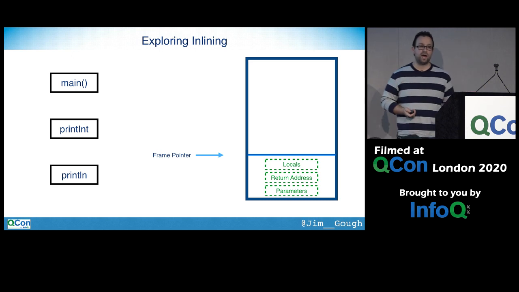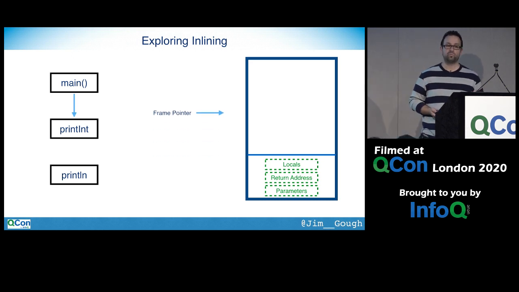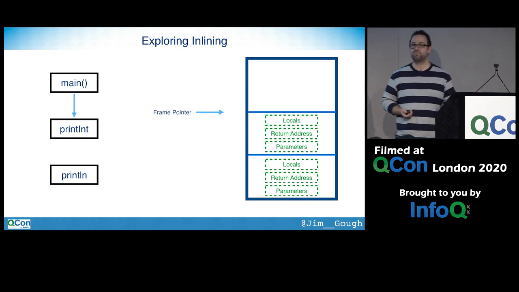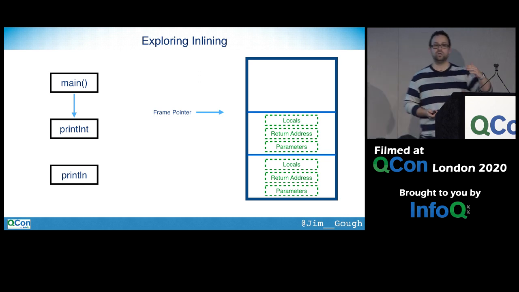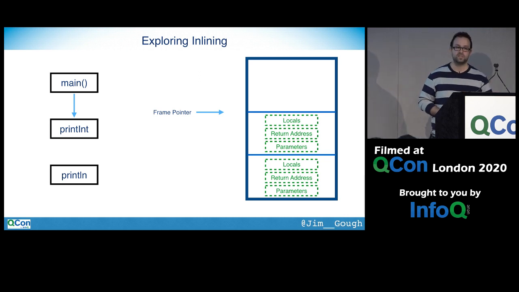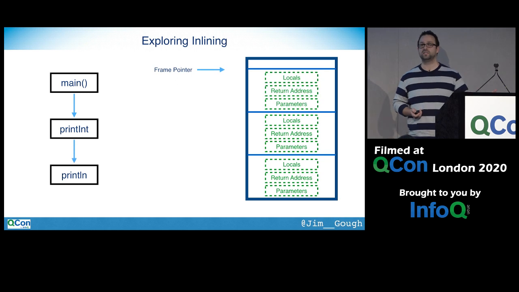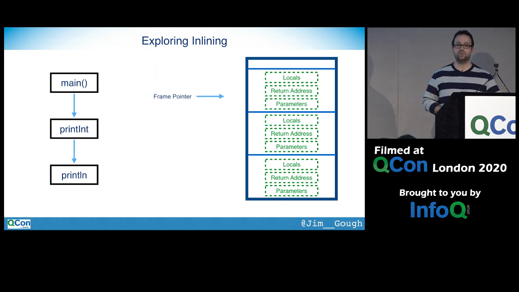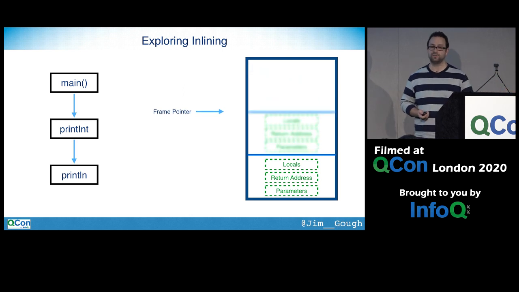So if we think about what happens in our example, we call printint. That moves up the stack frame pointer. It has to have all the locals, the return addresses, and the parameters. And then when we call printline, it does the same again. So you end up invoking and expanding your stack frame. And then when you come back, you essentially collapse those away.